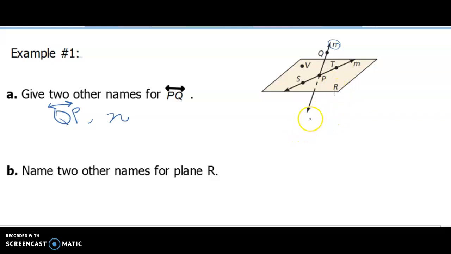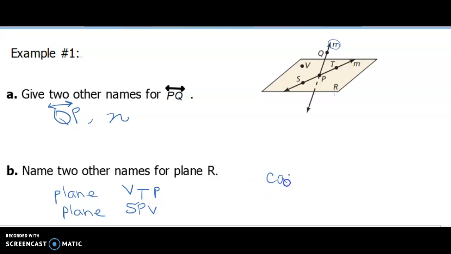So all we need to do here is, remember, we have 3 points that we need to name the plane, and those 3 points cannot be in the same line. Okay, so let's name it plane VTP, I don't know, P could be one. Or we can name it plane, I don't know, SPV.